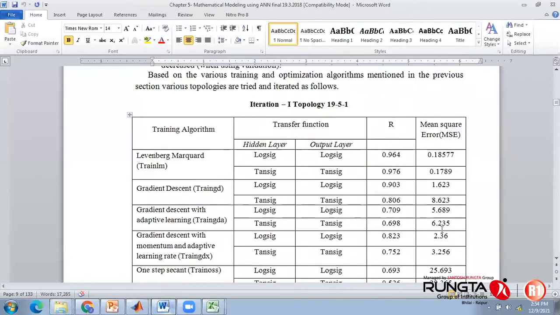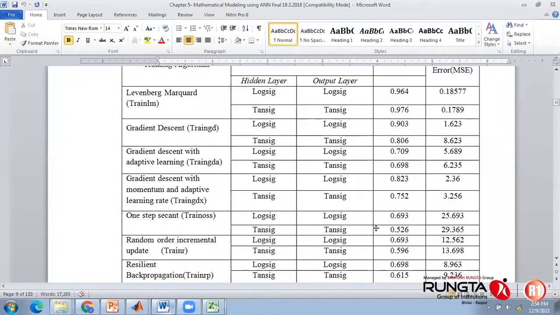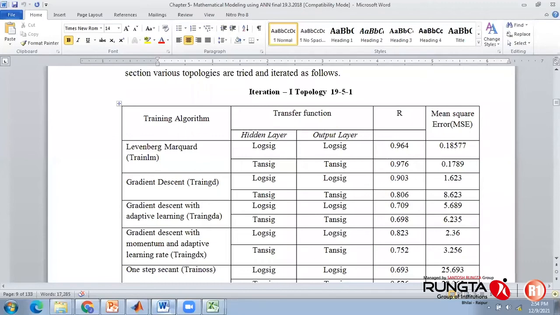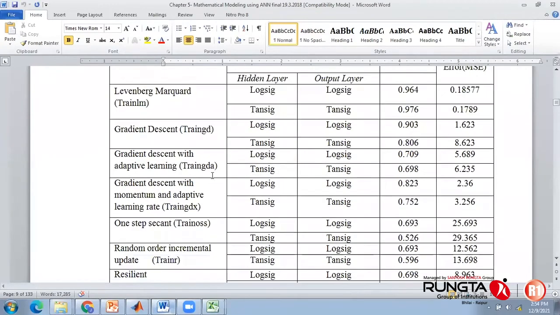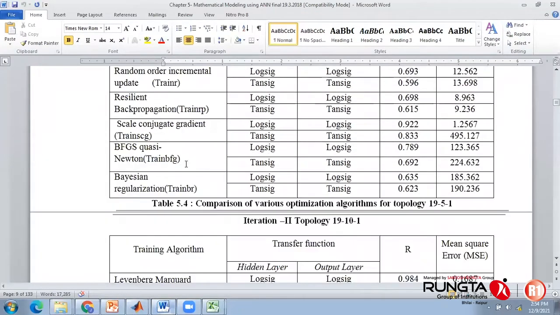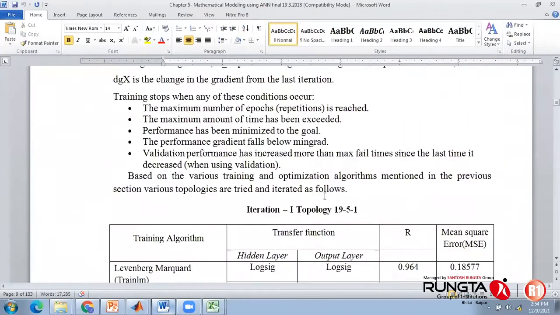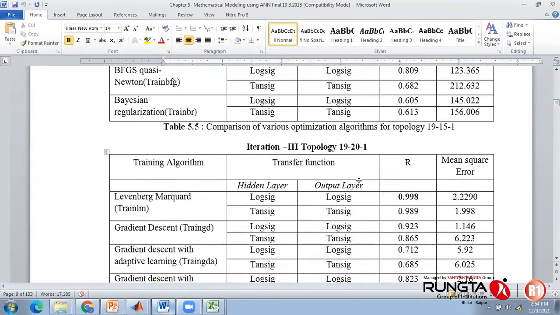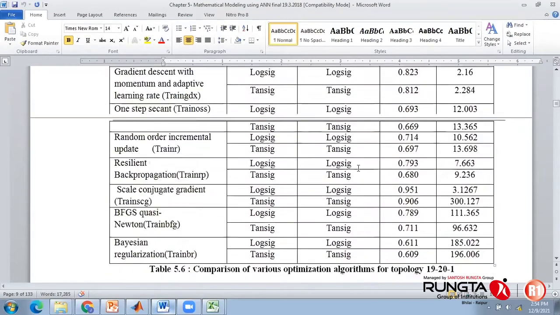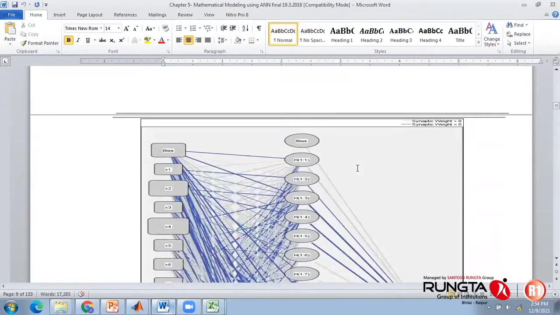So this is related to one of my civil projects. What we have done is, on the lower side, I have given Marquardt, hidden layer, log sig, tansig, R and mean square error. Then gradient descent, these many algorithms which I have used. But this is for one single topology, 19-5-1. Then for 19-10-1 same output, then 19-2-1. So these are the three things which we have created.